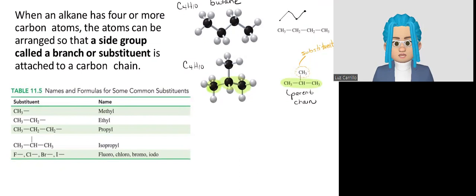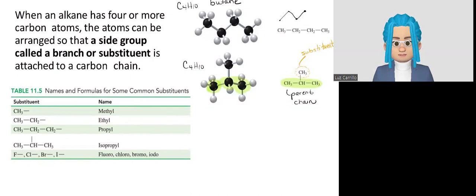Overall, the way that these substituents or branches are actually named is by the number of carbons that they have. So since this has only one carbon, that's why it has the meth prefix in it. The YL in methyl represents that this is a branch. So if you have a substituent that is two carbons in length, CH3, CH2, that is known as an ethyl group.